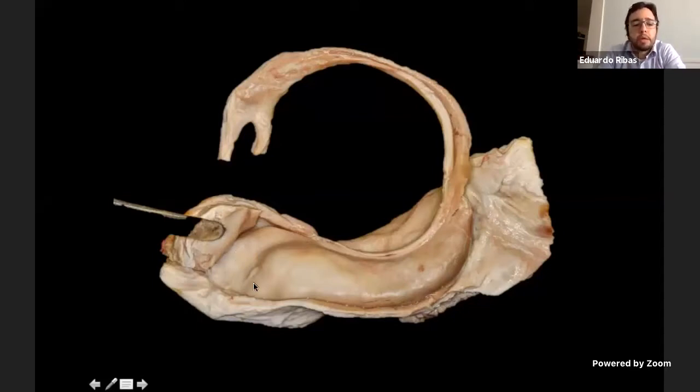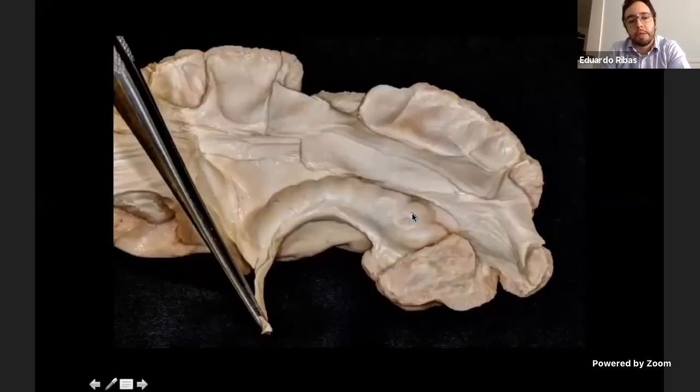It's the uncal recess between them. And just to see here how the amygdala is anteriorly and superiorly to the head of the hippocampus. The hippocampus has a head, a body, and a tail, and its white matter will collect and form the fornix. The thalamus was supposed to be here, inside here, and resting on this upper flat surface of the parahippocampal gyrus called the subiculum. It's where the thalamus is resting.